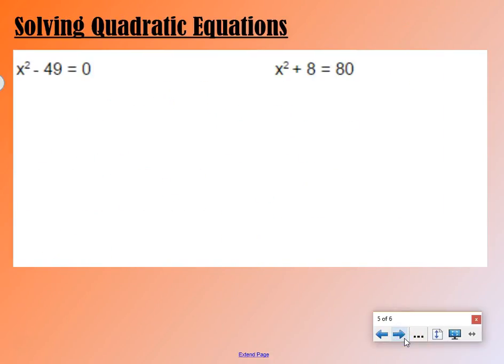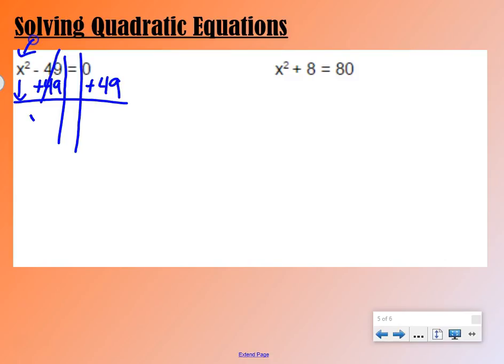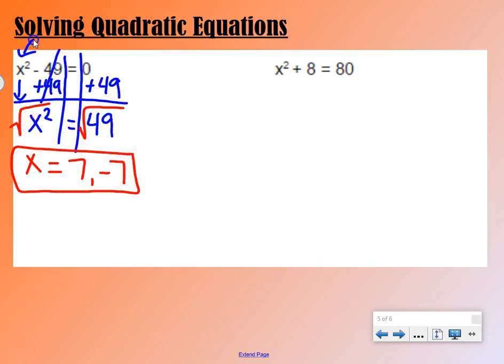Solving quadratic equations continued. Now, if we look, we have x squared minus 49. We want to get the x squared all by itself. So we're going to undo this minus 49 with plus 49. X squared is left over here equals 49. Undo x squared with a square root. Square root of x squared is x, square root of 49, positive 7, and negative 7.